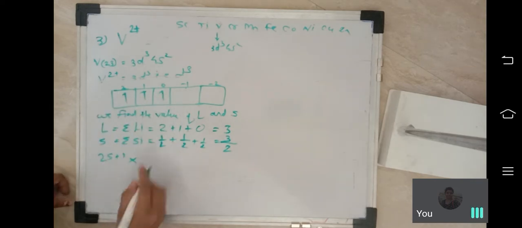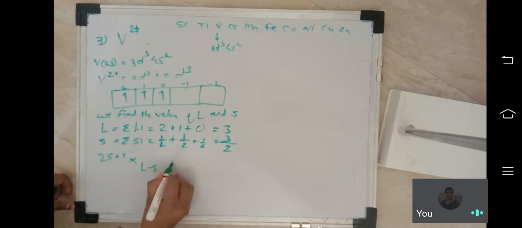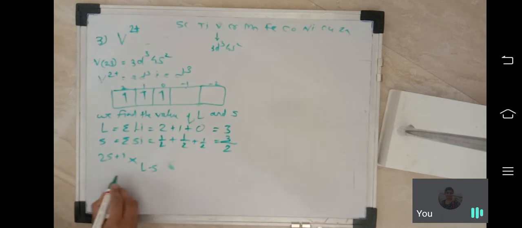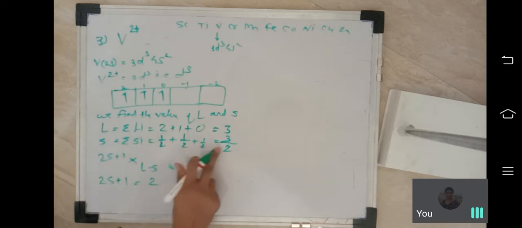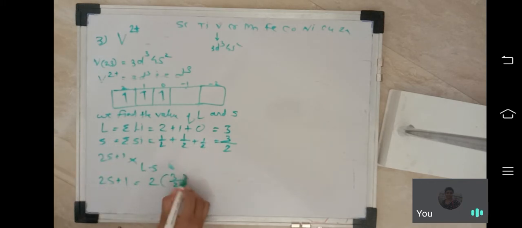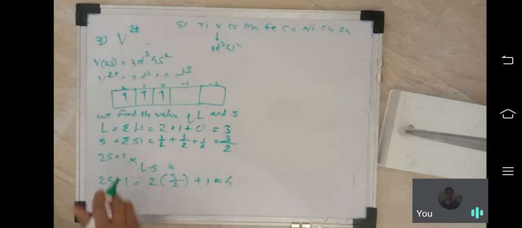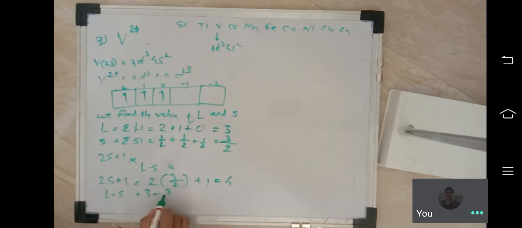Here less than half filled is there, so L minus S. You first find out the value of 2S plus 1. What is the value of S? 3 by 2, so 3 by 2 into 2 plus 1, then the value is 4. And here, less than half filled, L minus S. So what is the value of L? 3. Minus S, 3 by 2. You just calculate the value of L minus S.